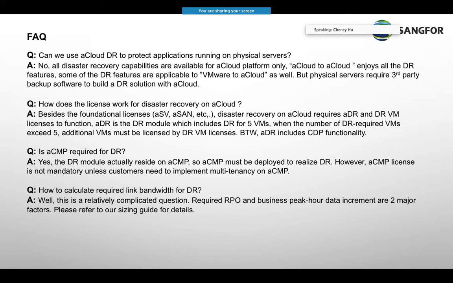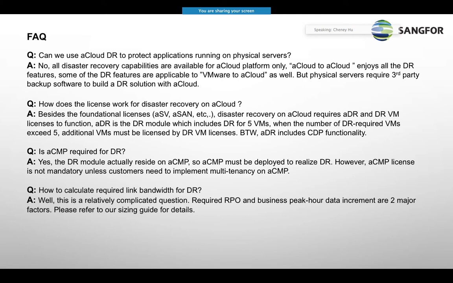So next, let's take a look at some frequently asked questions for the disaster recovery solution on aCloud. The very first one is, can we use aCloud DR to protect applications running on physical servers? The answer is no. All disaster recovery capabilities are available for the aCloud platform only. An aCloud to aCloud DR solution can enjoy all the DR features, and some of the DR features are applicable to VMware to aCloud DR. But physical servers require third-party backup software to build a DR solution with aCloud. So we cannot provide a DR solution to protect physical servers.